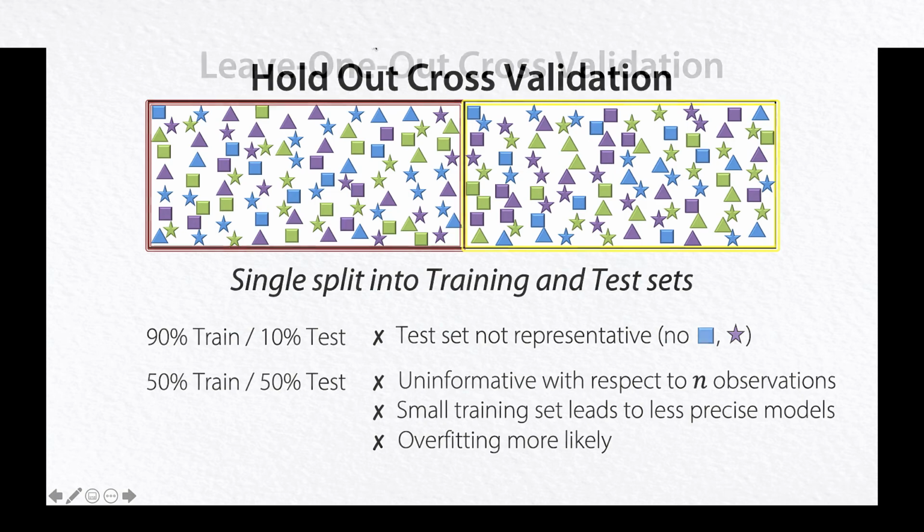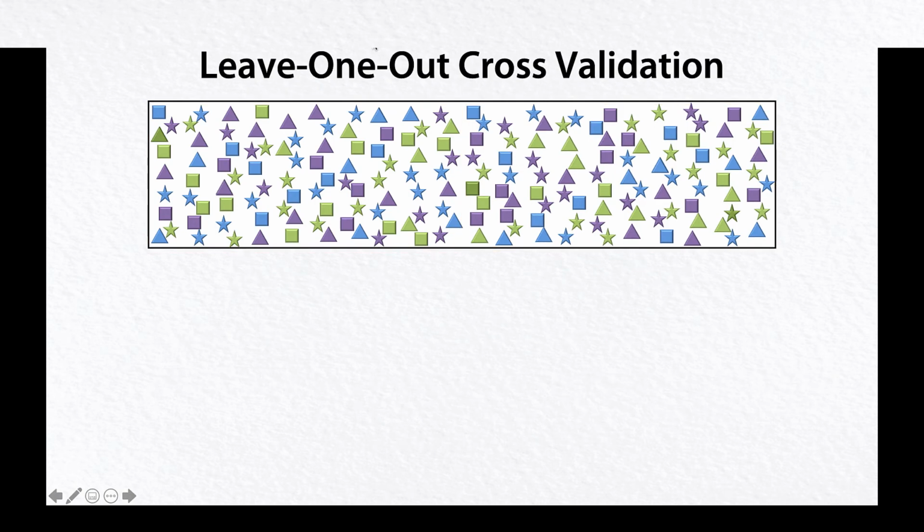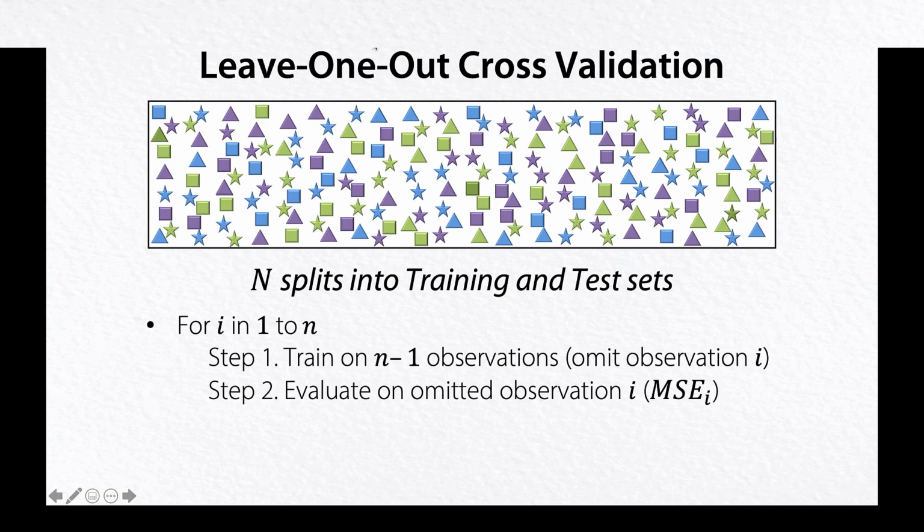Another alternative at the other end of the spectrum is leave one out cross-validation. For this scheme, one observation is omitted from the training set at a time. Here we start by holding out the purple square and training on the remaining n-1 observations. Then we evaluate the risk, the MSE, for just the purple square, and now move on to the blue star. Train on all observations except the blue star, and then calculate the MSE with respect to just the blue star.